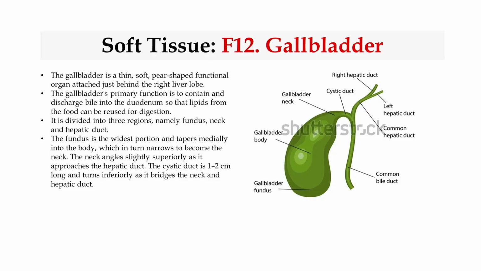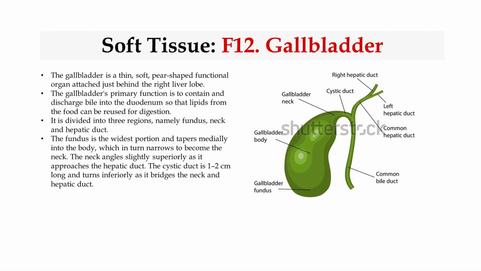The neck angles slightly superiorly as it approaches the hepatic duct. The cystic duct is about 1 to 2 centimeters long and turns inferiorly as it bridges the neck and the hepatic duct, right? So from a structural standpoint, by the way, the gallbladder does not look green the way it is shown here. It is a piece of soft tissue or an organ, which has very similar color to any other muscles or other soft tissues, right?